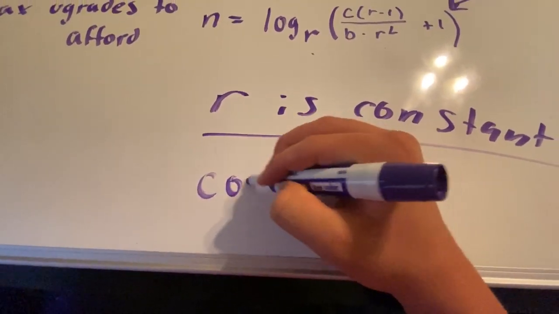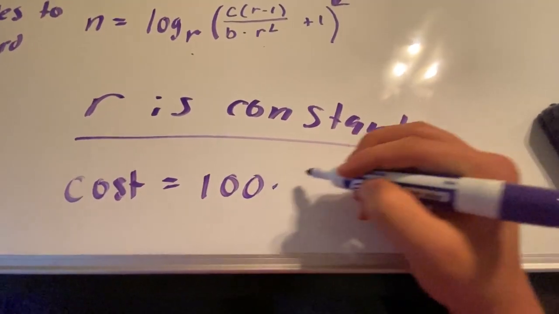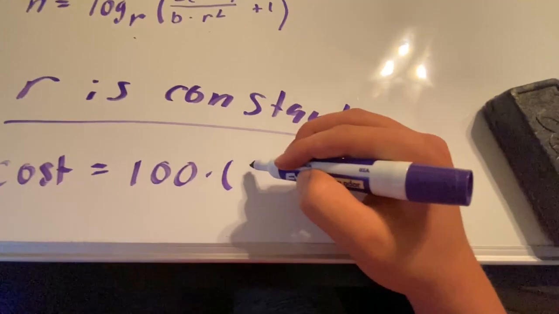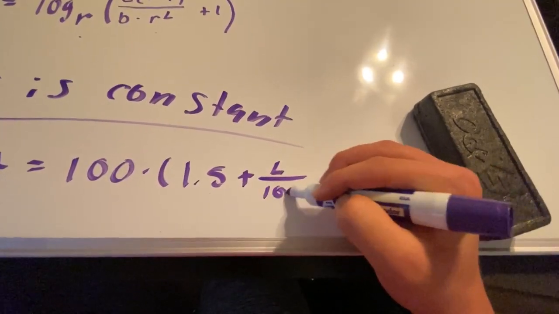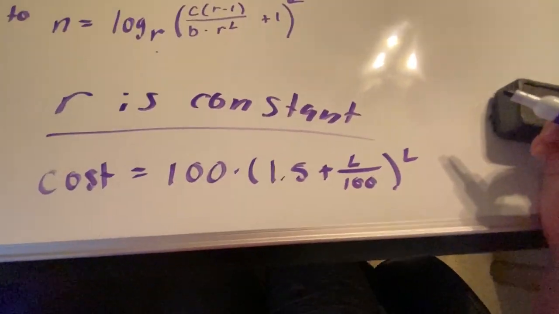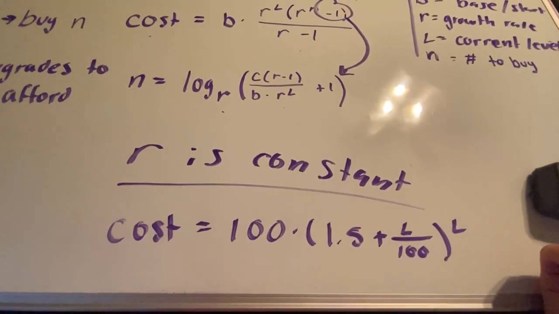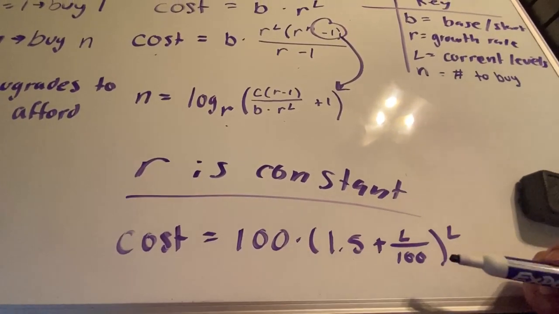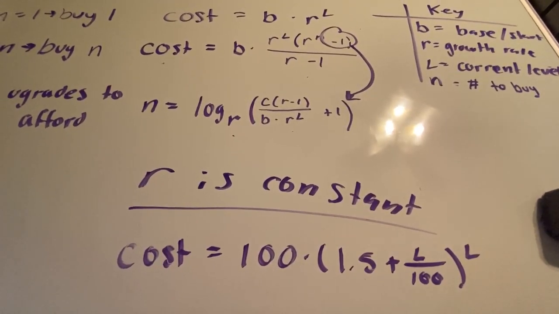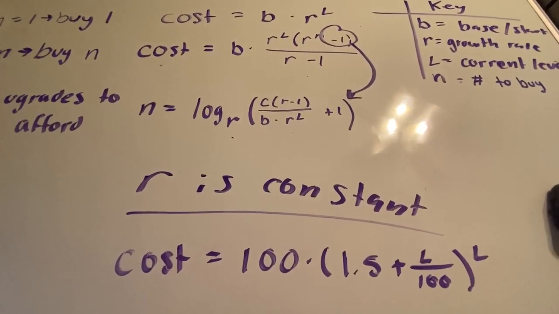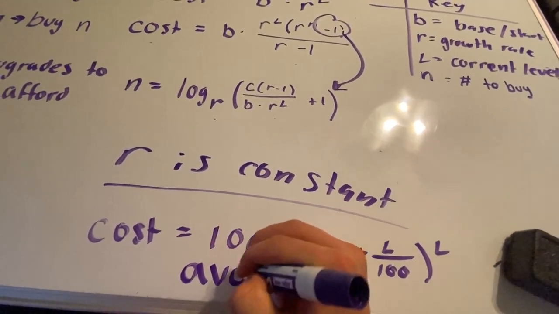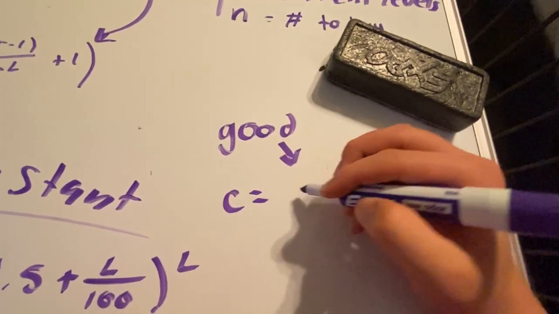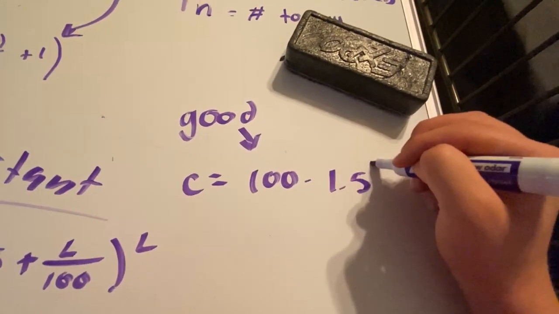If you have, for example, cost is equal to 100 times, let's just say, (1.5 plus L divided by 100) to the power of L. If you have something like this, this will not work. I mean, you won't get any errors, obviously, but this won't calculate correctly, and you'll get a cheaper cost than what it's actually equal to, okay? Now, doing an equation like this is very hard. So just be sure, try to avoid something like this. Something good, something like C is equal to 100 times 1.5 to the power of L.